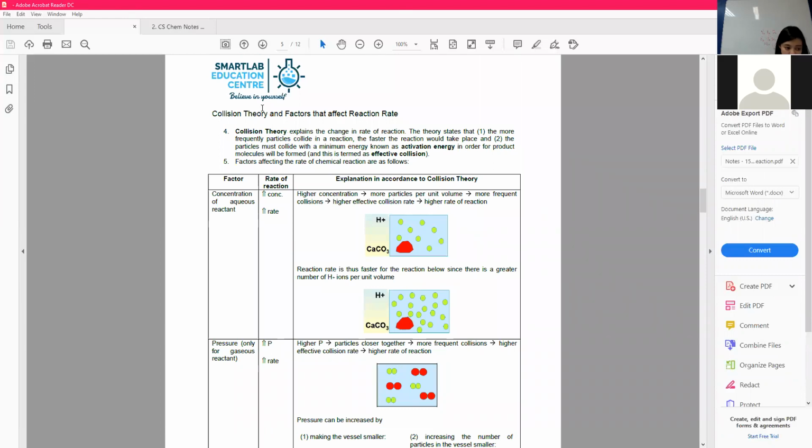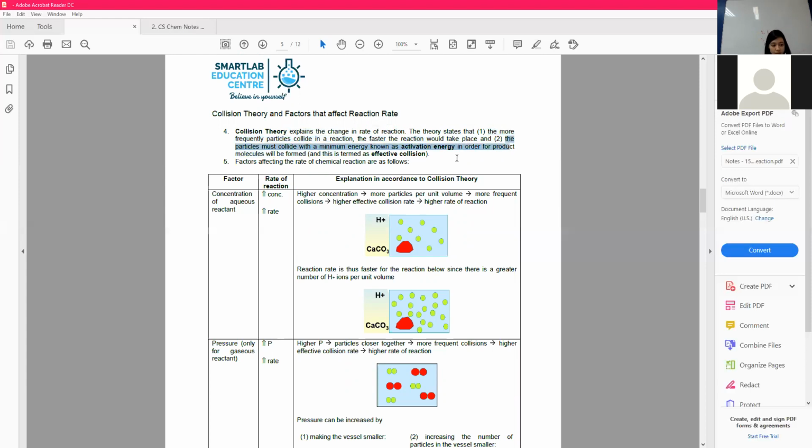So collision theory, what does this mean? This explains the change in the rate of reaction. How come the rate of reaction will change is because of the way that the particles collide with each other. So this theory states that the more frequently the particles collide, the faster the reaction will take place. So you got reactants, the more that they collide, the faster the reaction takes place.